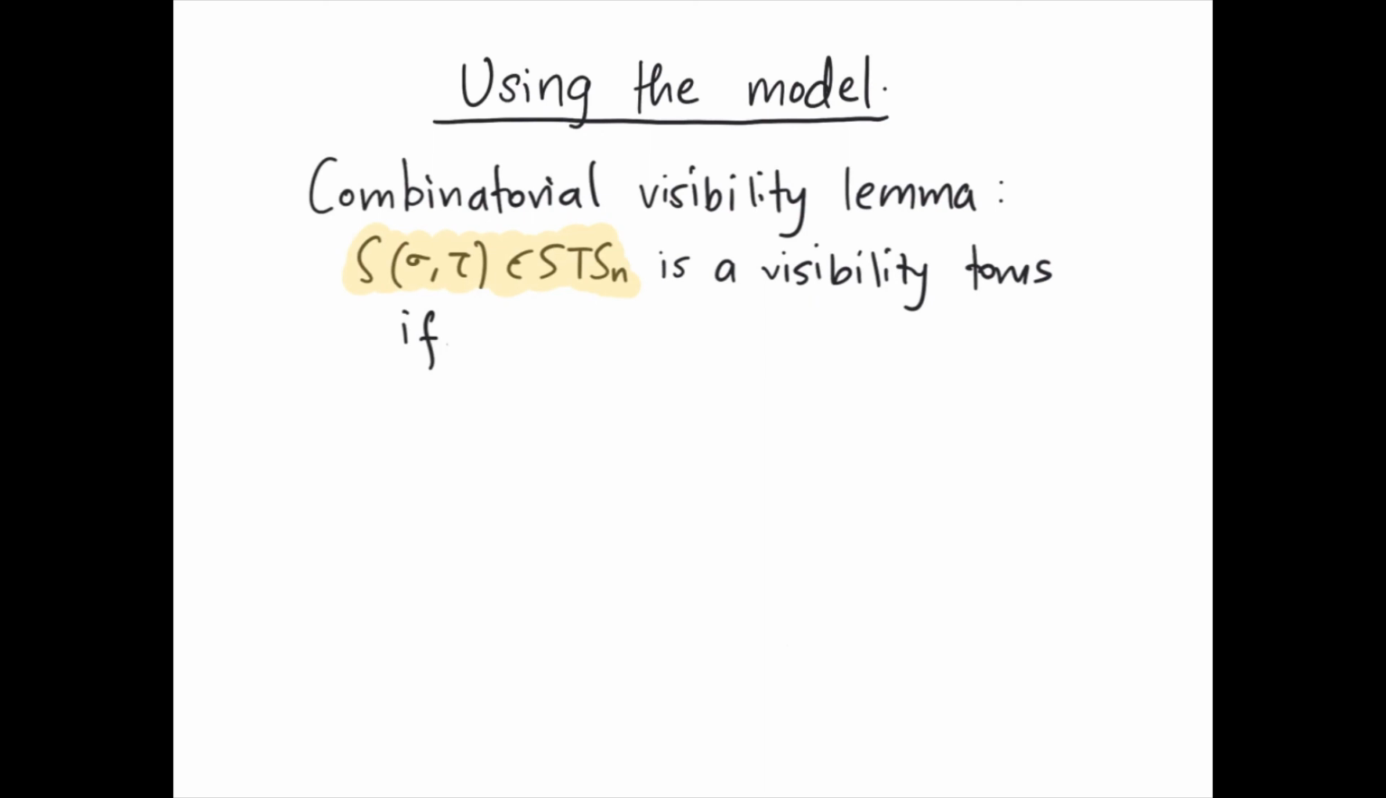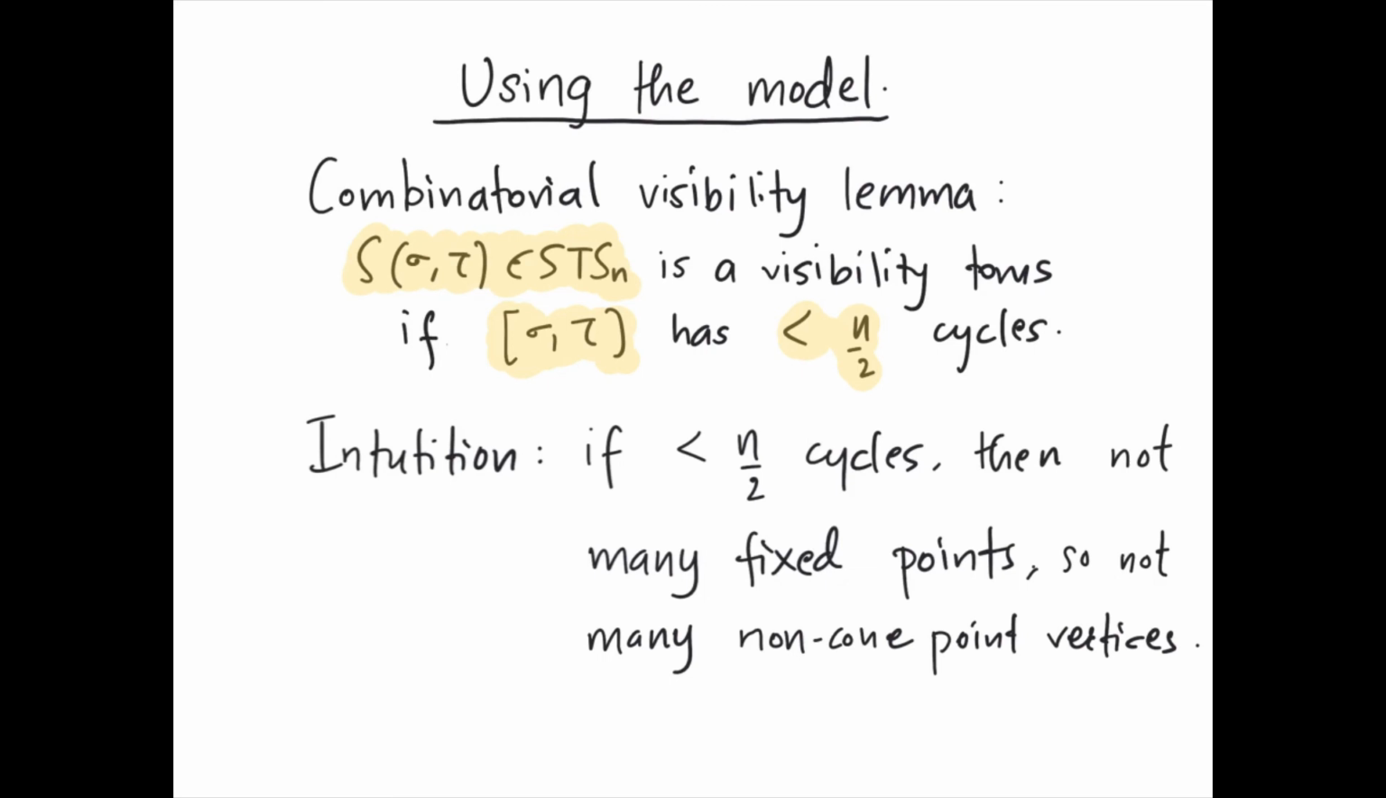A square tiled surface with n squares is a visibility torus if the commutator has less than n over 2 cycles. The intuition is similar, although the proof is slightly different, and I don't want to go into it too much. It uses the SL2Z action, which is kind of neat, and you can definitely ask me in the comments, and it's fairly easy to explain, but I'm not going to go into it.